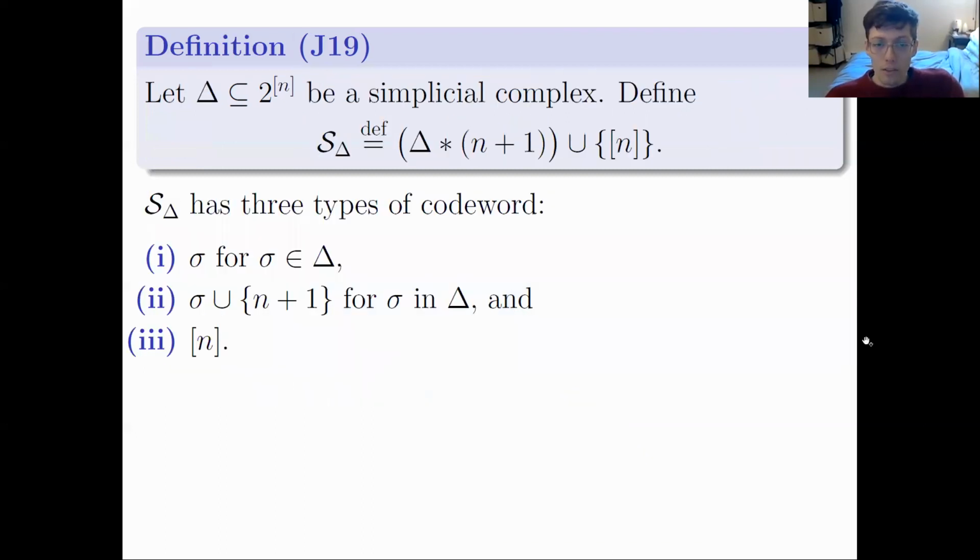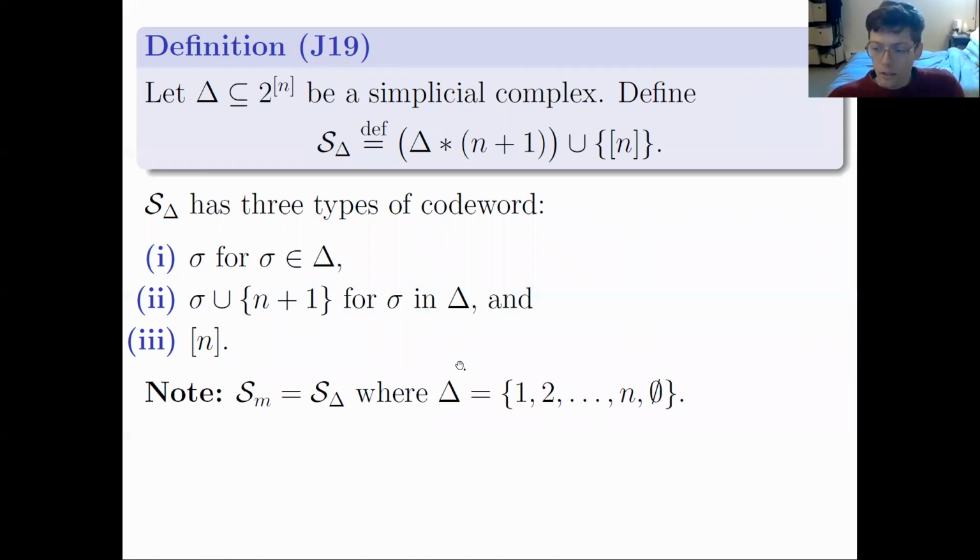To tell you the punchline, I need to slightly generalize this family of codes Sn. If you hand me a simplicial complex on n vertices, or, I guess I'm calling them neurons, but whatever, I'm going to form a code S sub delta. And what is it? Well, I take the join of this simplicial complex with some new neuron, new vertex, and then I add one code word 1 through n. So I have 3 types of code word in S delta: faces of my simplicial complex, faces union my new neuron, and then this code word 1 through n. And this does generalize the SN family. SN is equal to S delta, where delta is just N disjoint vertices.